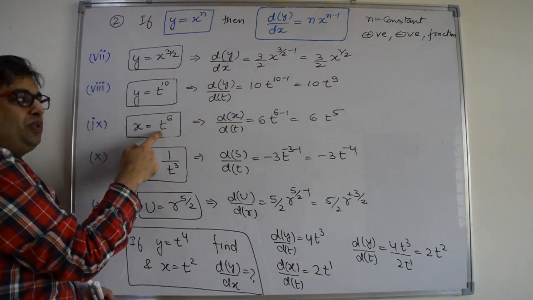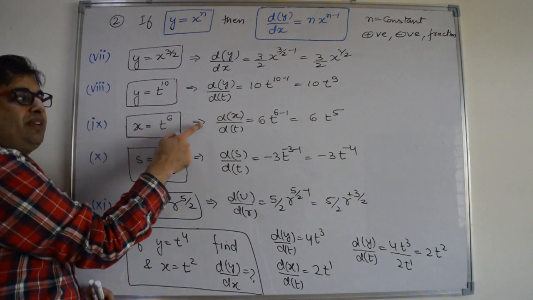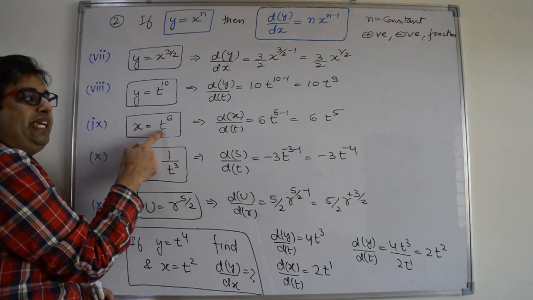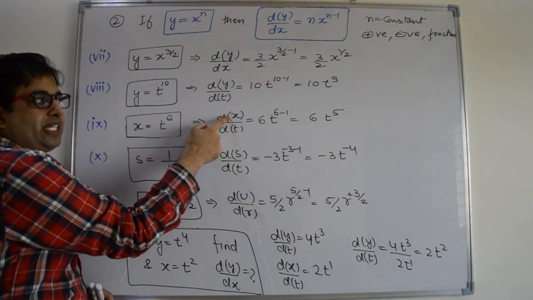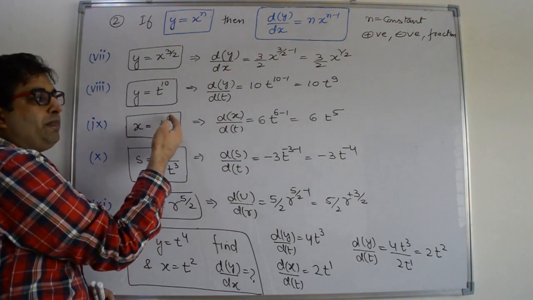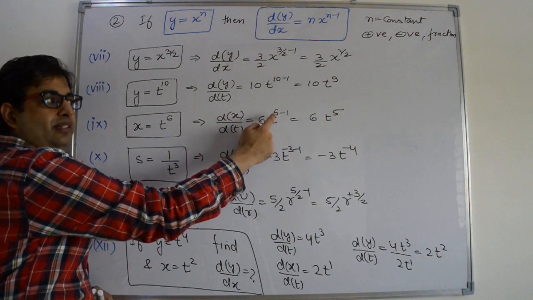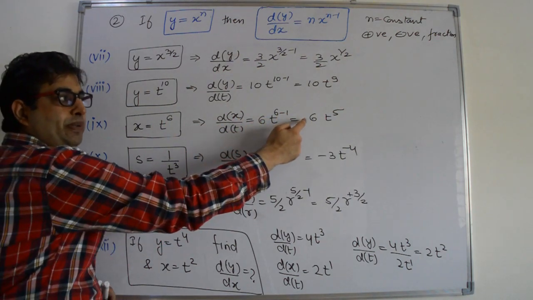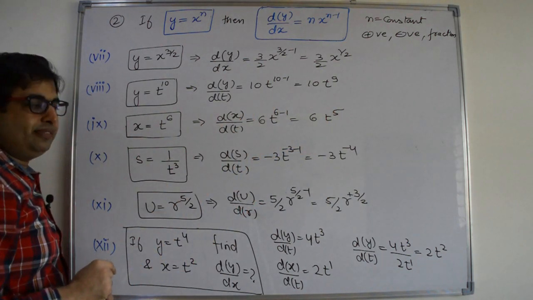So x is equal to t power 6. 6 will come in multiplication, and we will calculate dx by dt, because x depends on t. We will differentiate x with respect to t. The power 6 will come in multiplication. Subtract 1: 6 minus 1 is 5. So it becomes 6t power 5. Right?